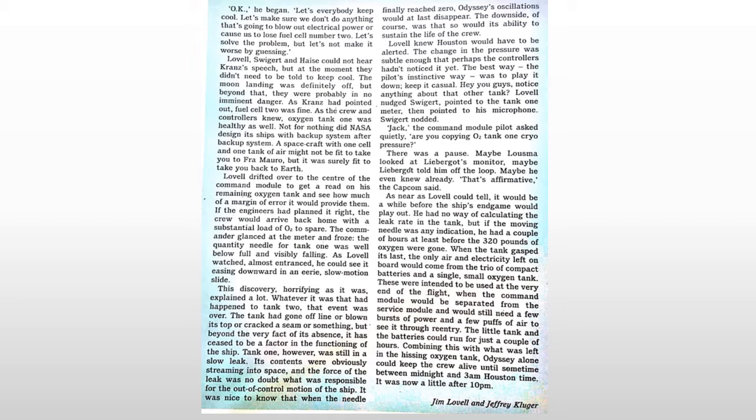This discovery, horrifying as it was, explained a lot. Whatever it was that had happened to tank 2, that event was over. The tank had gone offline or blown its top or cracked a seam or something. But beyond the very fact of its absence, it had ceased to be a factor in the functioning of the ship. Tank 1, however, was still in a slow leak. Its contents were obviously streaming into space, and the force of the leak was no doubt what was responsible for the out of control motion of the ship.